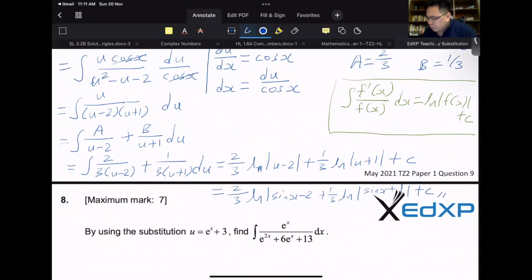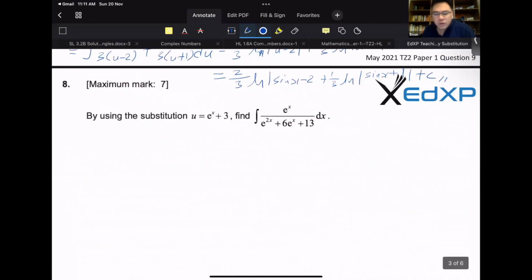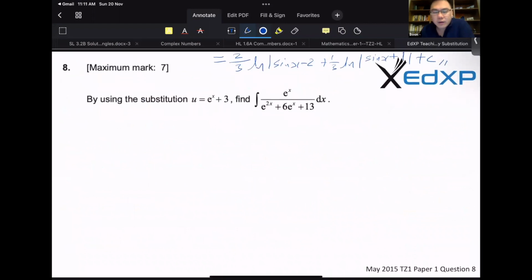So this question was in the May 2015 time zone 1, paper 1. Same concept. So we have the substitution u equals e to the x plus 3. And again, this is a non-elementary integral, so very complicated. We need to use substitution to simplify the expression. Again, we have an indefinite integral, so there's a plus c over here, which should be present in our final answer.